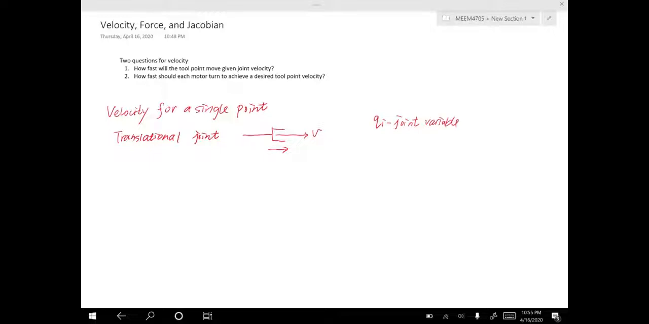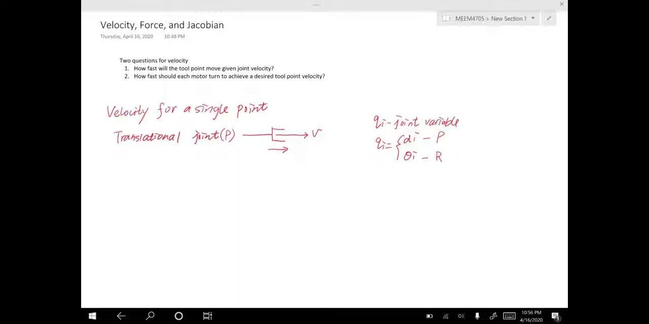Again, qi equals di or theta i. di means it is a prismatic joint, which means it's a translational joint, and theta i means it is a revolute joint. Now the first case is a prismatic joint, so let me mark it as P here.